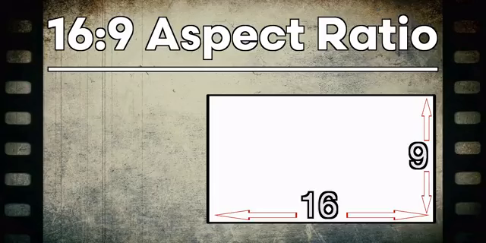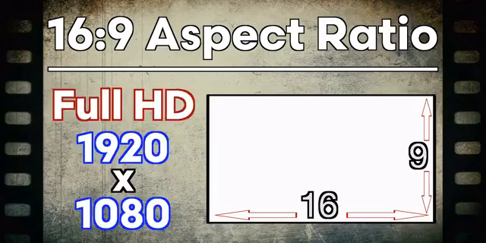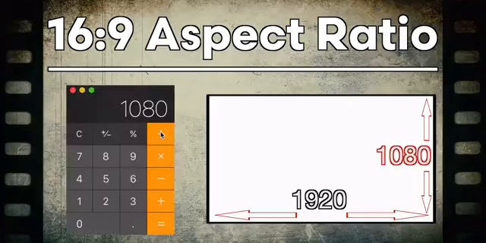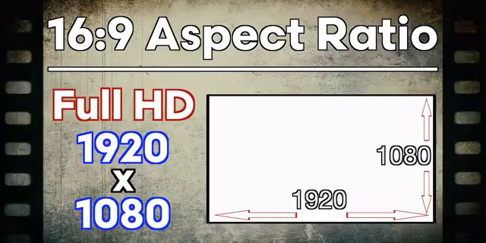ratio dimensions. If we're looking at full HD footage, you'll see that the dimensions are 1920 by 1080. If you divide 1080 by 9, you'll get 120. Then multiply that by 16 to get 1920. So the aspect ratio of that 1920 by 1080 footage is 16:9.